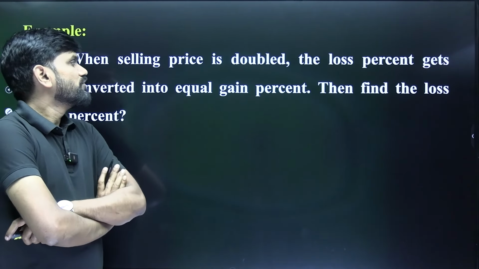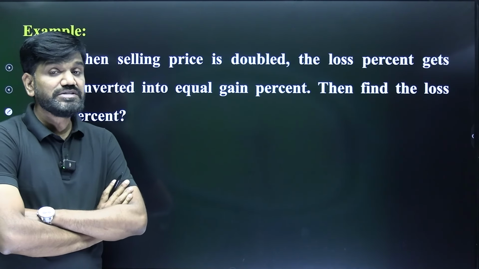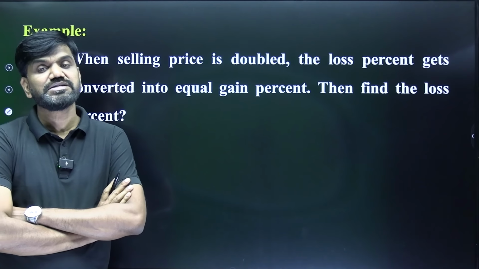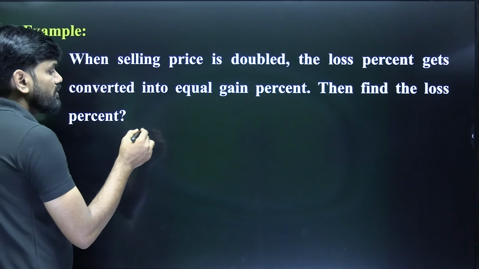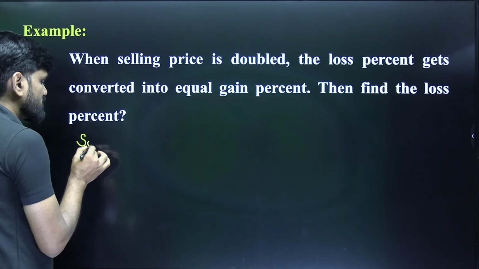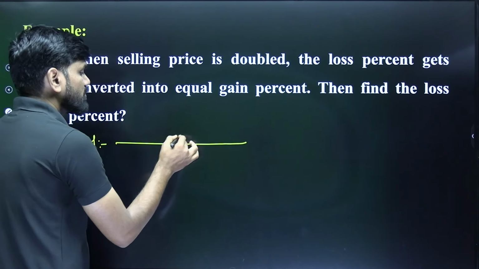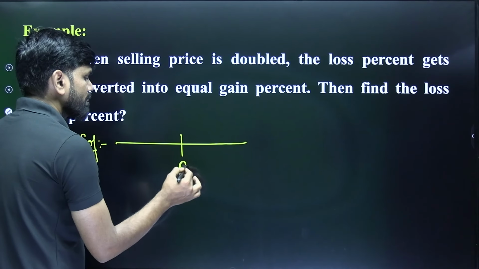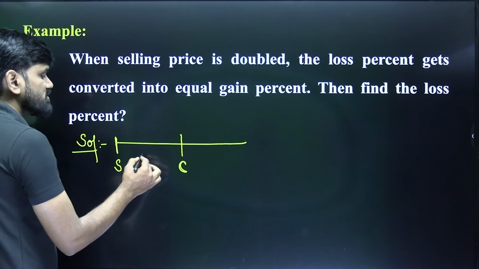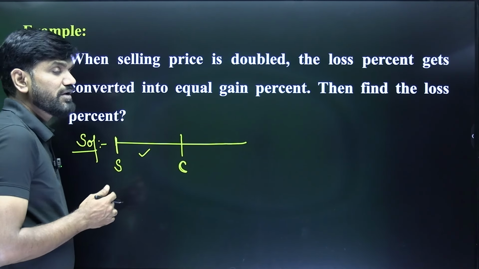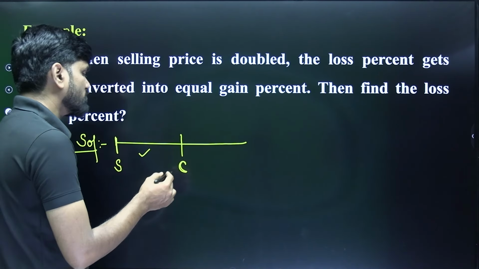Next. When selling price is doubled, the loss percent gets converted into equal gain percent. Then find the loss percent. Okay. When selling price is doubled, the loss percent is getting converted into equal gain percent means, observe this diagram. Cost price over here. In the initial case, there was a loss. Say suppose the selling price is S, there was some loss percent over here. If loss percent and gain percent are equal, that means loss and gain are equal. So when it was sold at S, there was a loss.